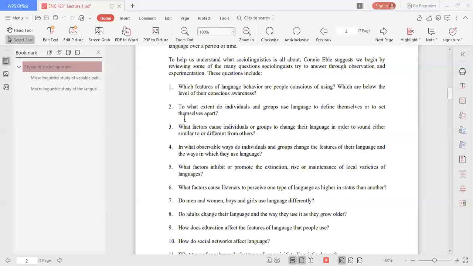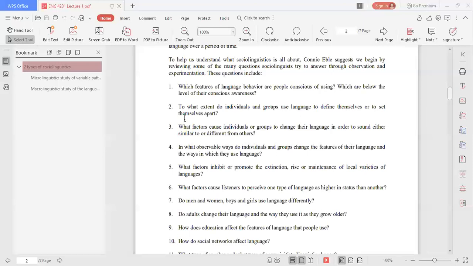Now, do adults change their language and the way they use it as they grow older? Yes, sir. For example, of course, ten years back I wasn't used to using this kind of language. But now, after ten years, I'm older. Certainly my diction, my behavior, my syntax, my repertoire of language and vocabulary, everything has changed. Because of my experience, my language has also changed, right?